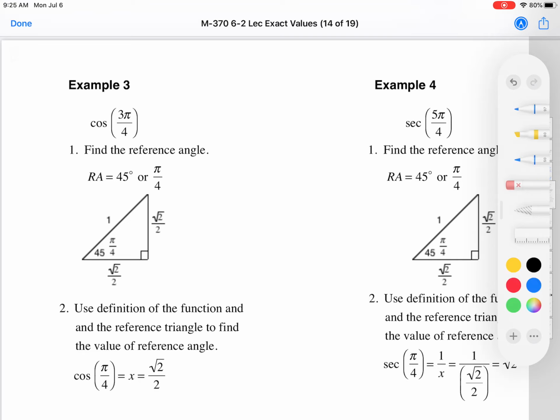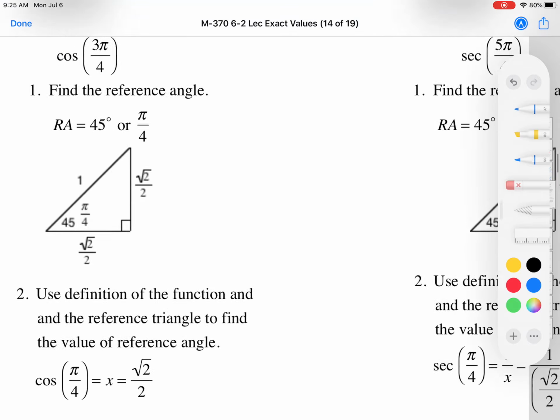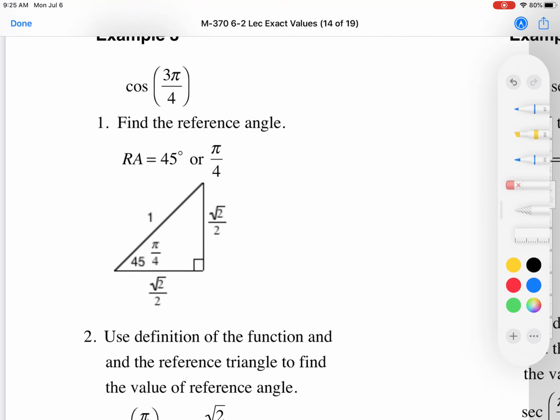So let's go to example 3. As we look at example 3, I can make it big here. Cosine of 3 pi over 4. So my first question is, where the heck are we? So we draw our axis. Let me get a better pen there. We draw our axis and we go find 3 pi over 4. Well, it's really close to 4 pi over 4. Because what's 4 pi over 4? It's pi. And so we're almost there, but we're not quite there. How far are we back? We're back a reference angle of pi over 4.